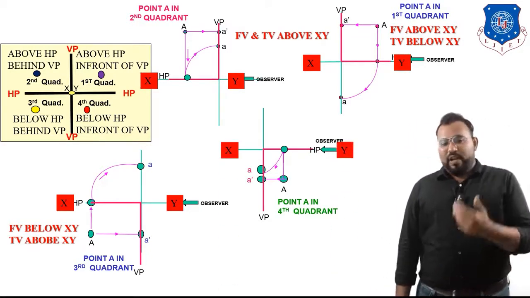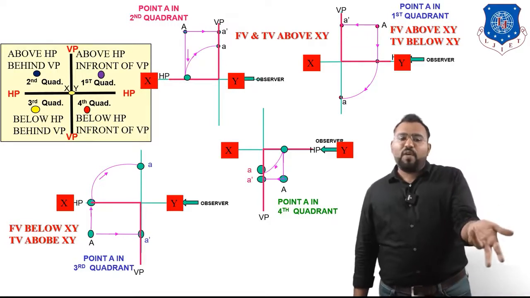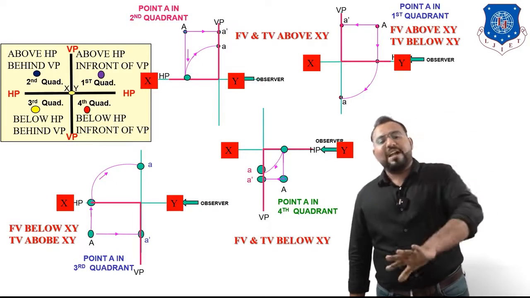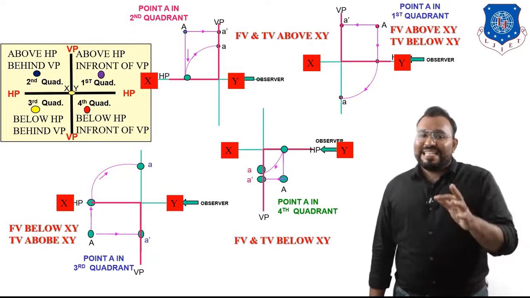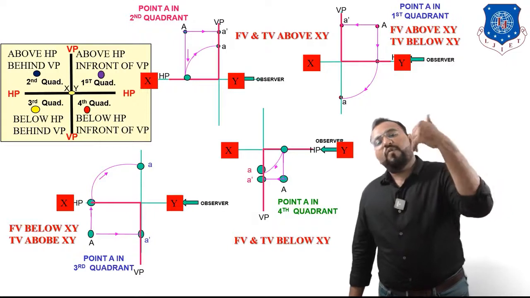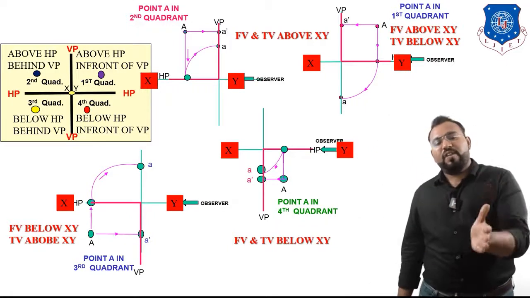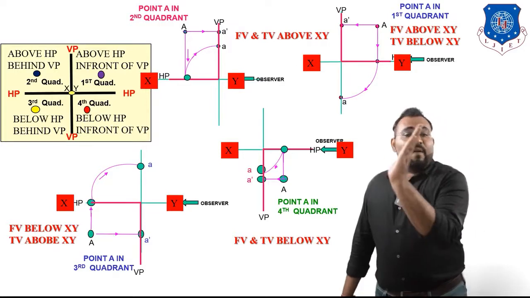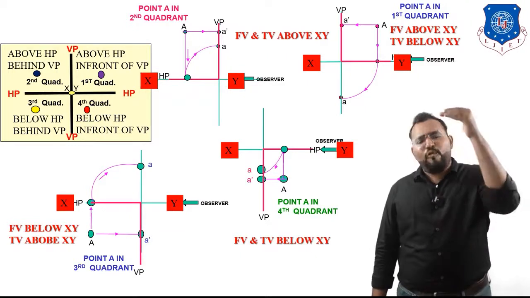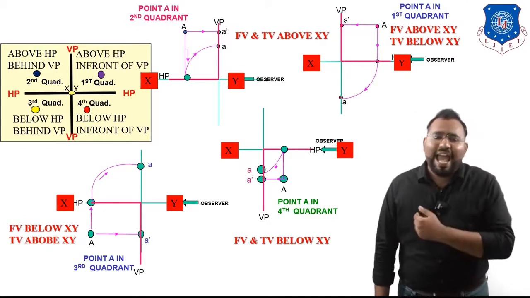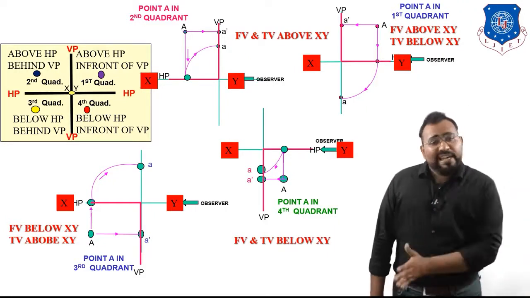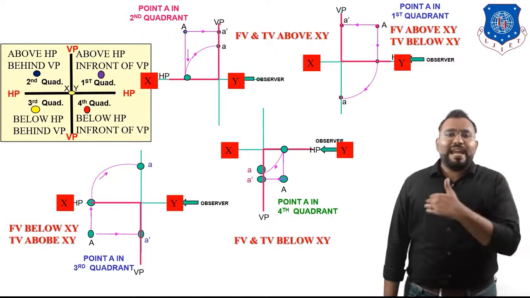Now let's see the fourth quadrant. Can you tell me the position of front view and top view? Now you can tell me easily that in the fourth quadrant, front view and top view both are below the XY line. So you can easily see that the second quadrant and fourth quadrant are opposite to each other. In the second quadrant, front view and top view are above the XY line, whereas in the fourth quadrant, front view and top view are below the XY line. Same way, the first quadrant and third quadrant are opposite to each other. So if you remember this slide very carefully, you can solve any example of projection of points. Just repeat this video till here so that you can solve any example.